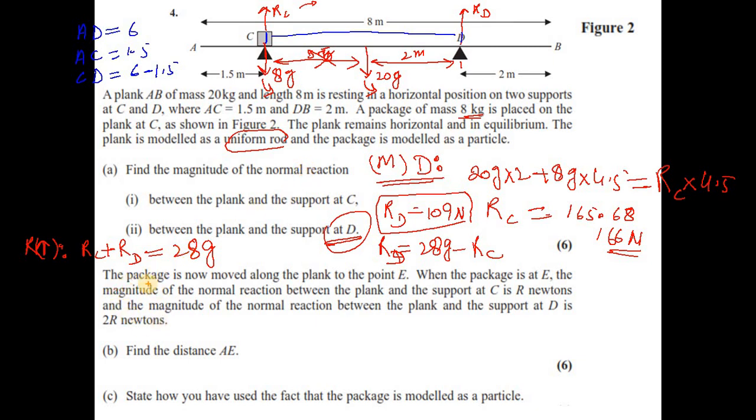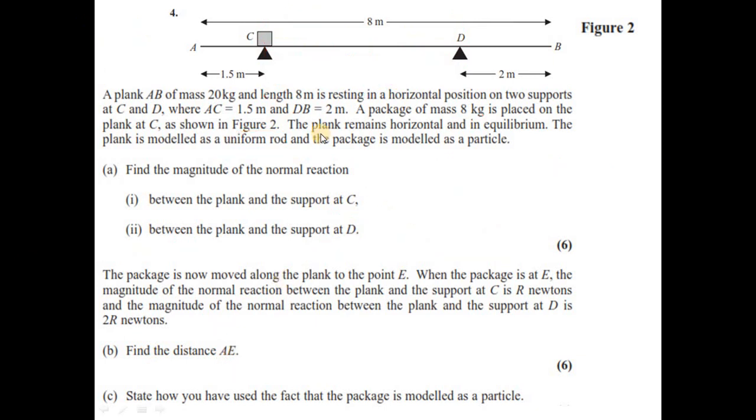The package is now moved along the plank to point E. When the package is at E, the magnitude of the normal reaction between the plank and the support at C is R Newton, and the magnitude of the normal reaction between the plank and the support D is 2R Newton. Find the distance AE.